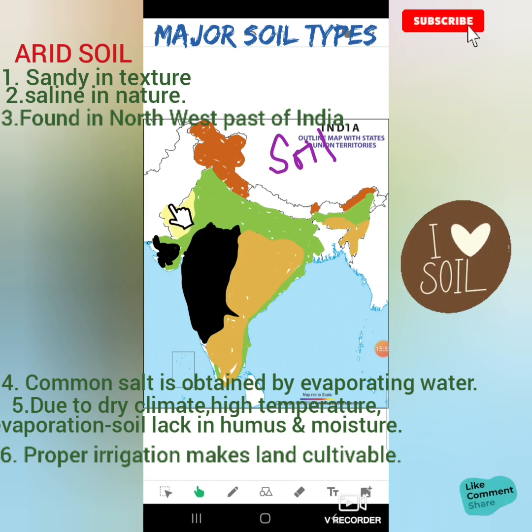Okay, so now you see, due to the dry climate of this particular part, high temperature, it's a hot desert, so it has very high temperature and the evaporation rate is also very fast, that is why the soil is not fertile. And as the high temperature is there, this soil does not have any microorganisms present in it. That is why the humus content is also very low, and that is why the soil lacks humus and moisture. So now you might be thinking, does this place have any kind of agriculture or is no agriculture done in this area?